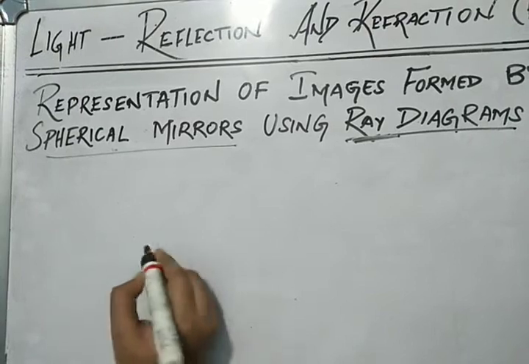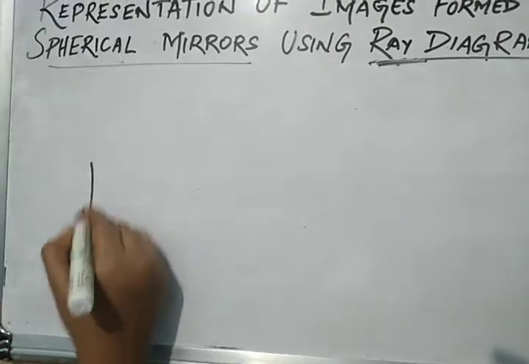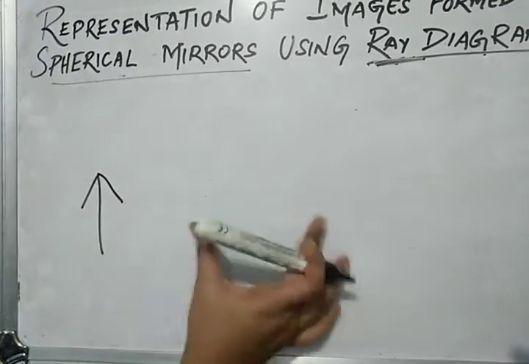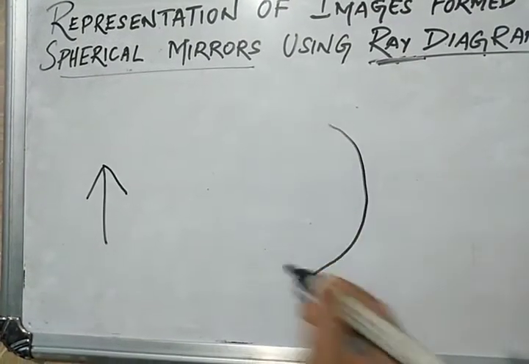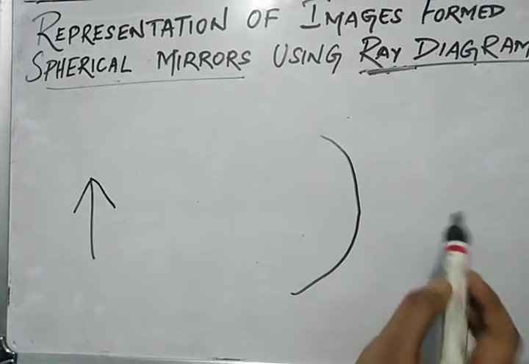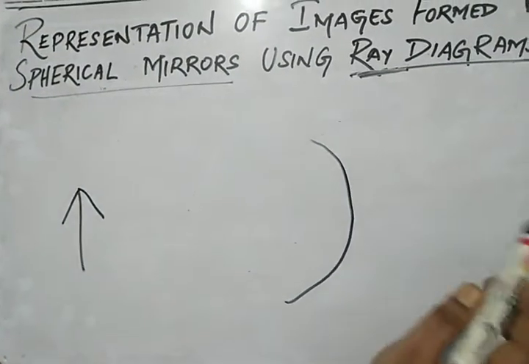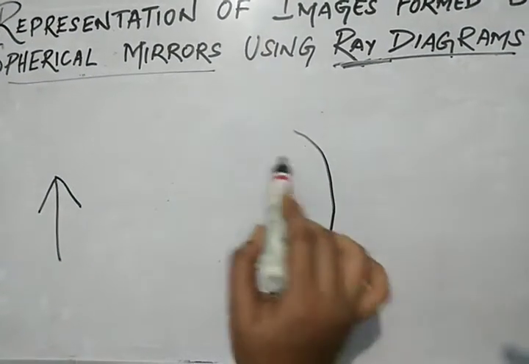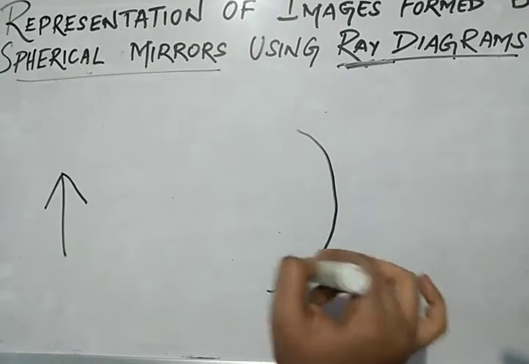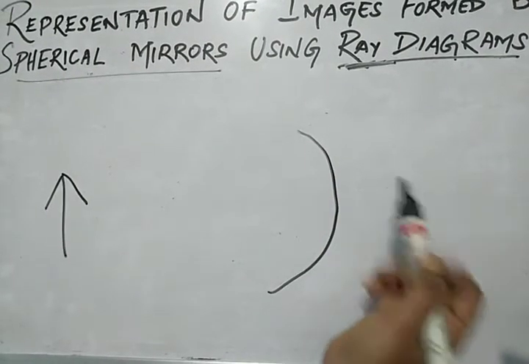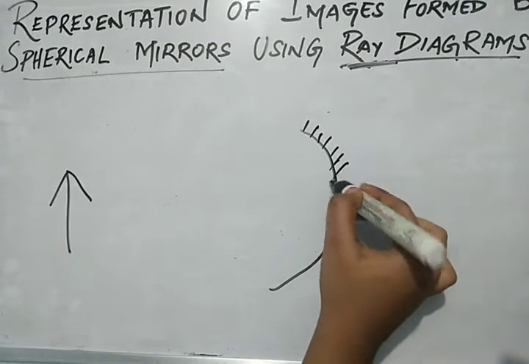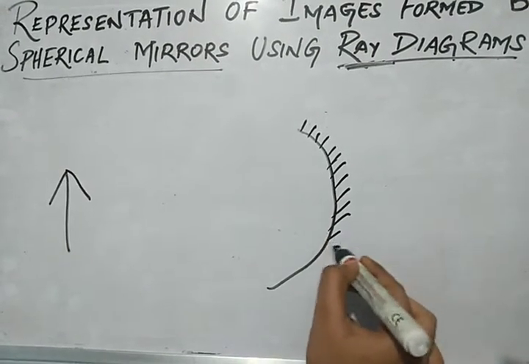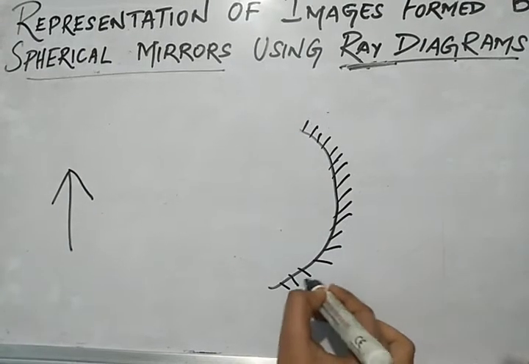Now just consider an object. Let this be my object. It is extended from a spherical mirror. Let me take a concave mirror. For a concave mirror, I had already told you in the previous videos that the reflecting surface is curved inwards. So which should be my rough surface? Outwards. This is my rough surface where no reflection takes place. This is a concave mirror.